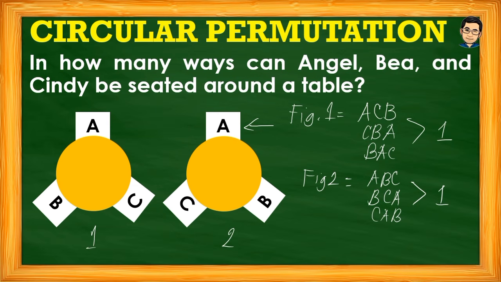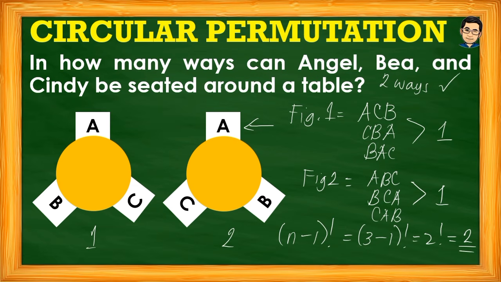So, to answer the question, so, n minus 1 factorial, that is 3 minus 1 factorial. So, 3 minus 1 is 2. So, 2 factorial is equal to 2. So, ibig sabihin, there are 2 ways that Angel, Bea, and Cindy be seated around the table. So, meron lang po tayong dalawang paraan.